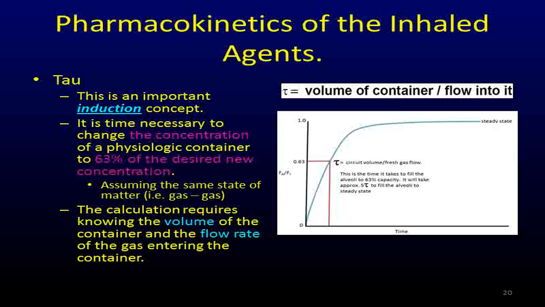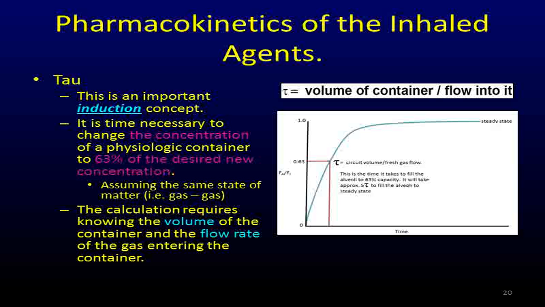That's just one tau. How many tau does it take to fill up a container? 5. So if it takes 2 minutes to reach 63% filling, how long until that circuit is full of gas or whatever concentration? 10 minutes, that's right.